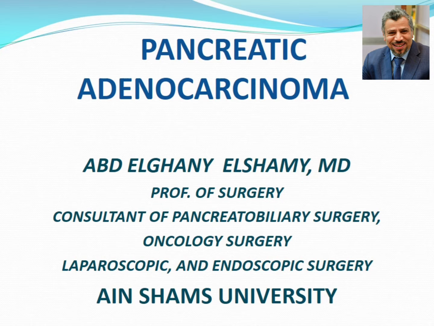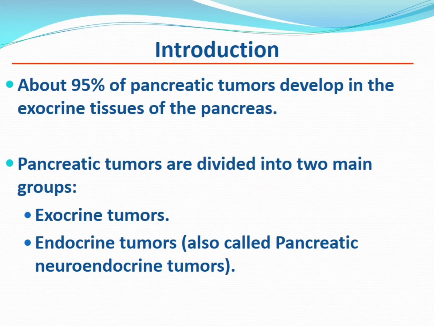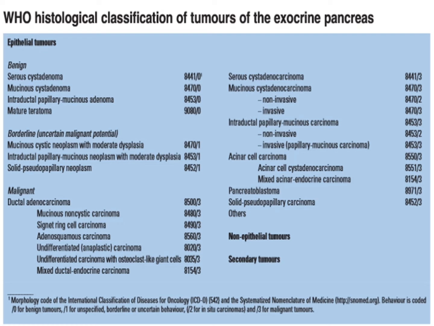This lecture is about pancreatic adenocarcinoma. About 95% of pancreatic tumors develop in the exocrine tissue of the pancreas. Pancreatic tumors are divided into two main groups, the exocrine tumors and the pancreatic endocrine tumors. This is the WHO histologic classification of tumors of the exocrine pancreas: epithelial tumors, non-epithelial tumors, and secondary tumors.